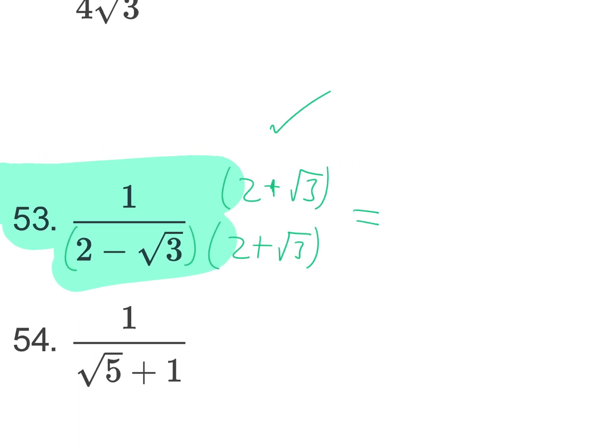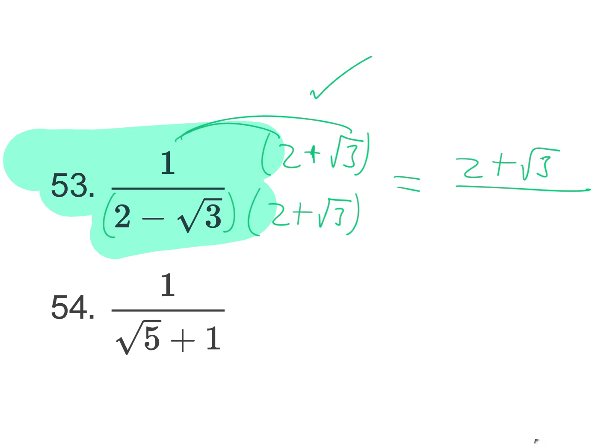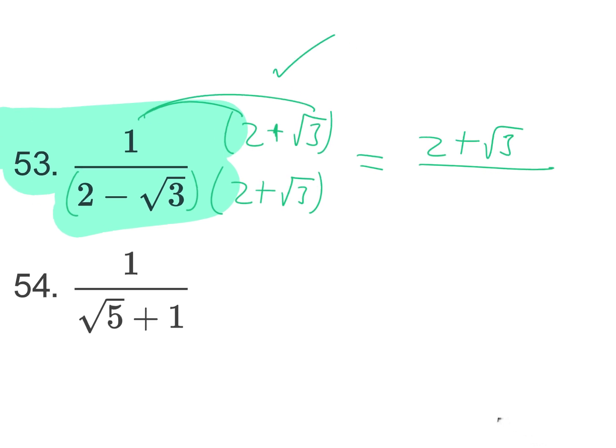And then on top, you can just multiply as normal. Distribute that 1. That's going to leave it unchanged. So it's going to be 2 plus the square root of 3. And then on the bottom, you could FOIL it.